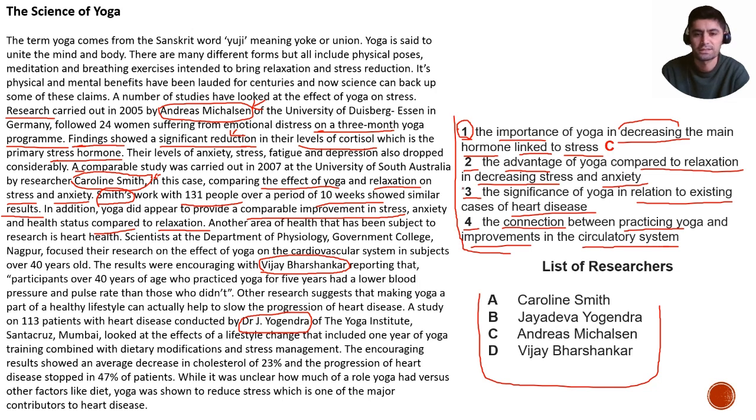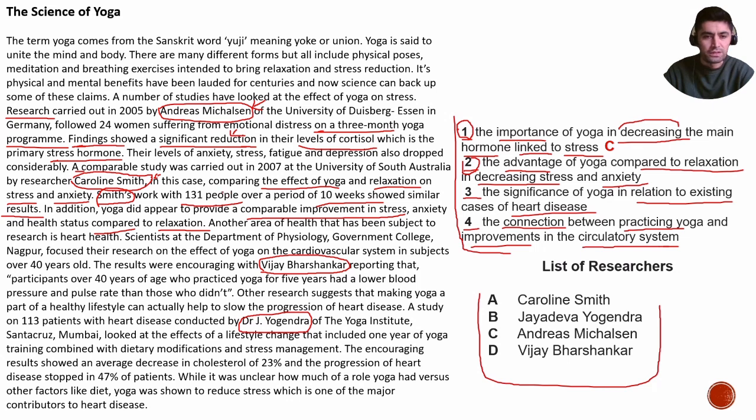Alright, now let's compare the information with the statement. Number 2, the advantage of yoga compared to relaxation in decreasing stress and anxiety. So here, this statement is about the advantage of yoga compared to relaxation in decreasing stress and anxiety.